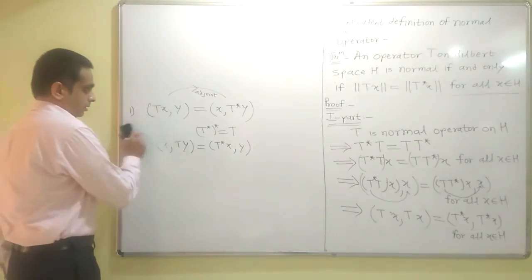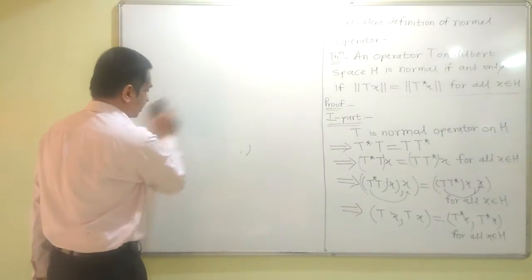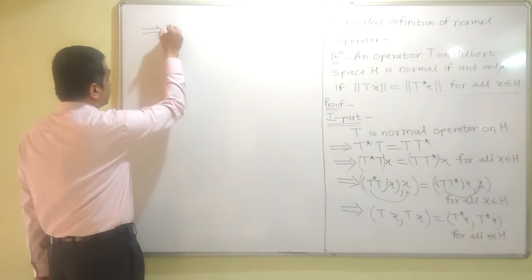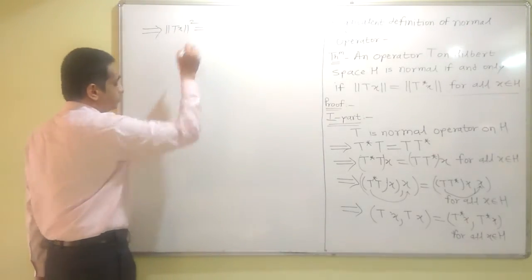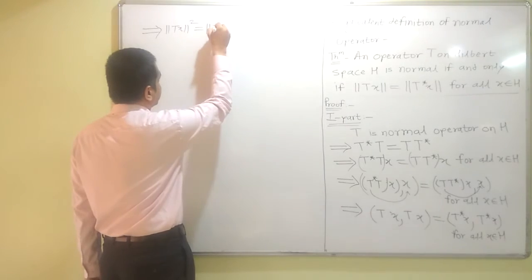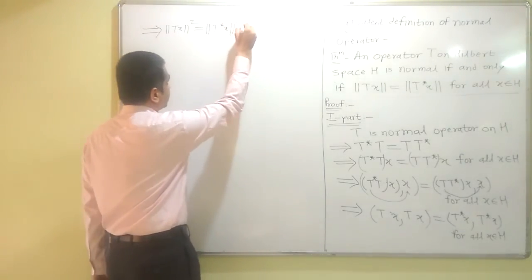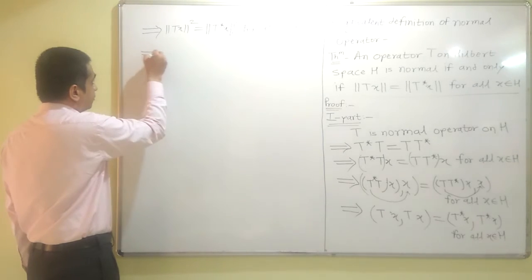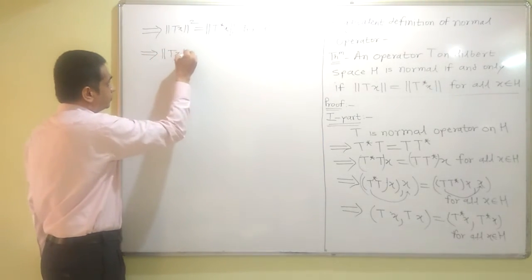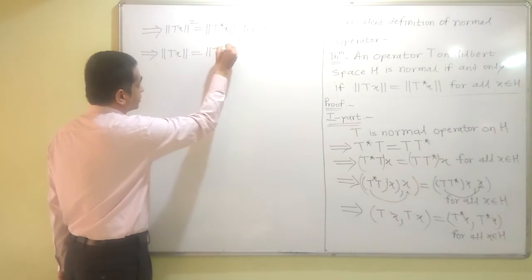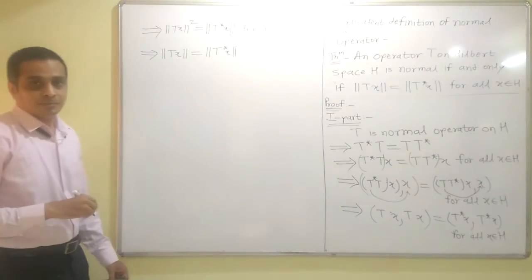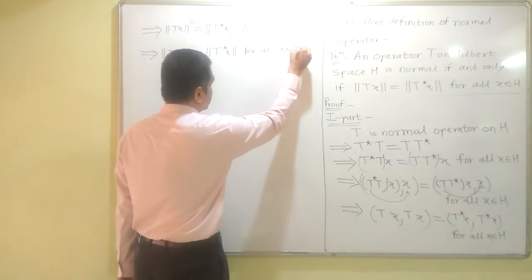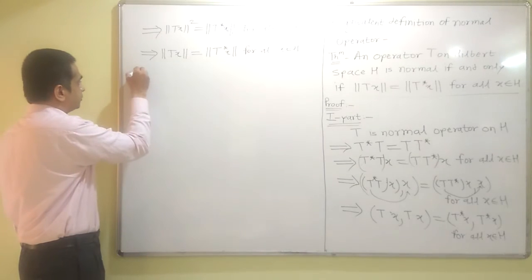Now, by using these two properties, this implies that we have norm of Tx square is equal to norm of T star x square for all x belongs to H, and this implies that norm of Tx is equal to norm of T star x for all x belongs to H. So this was the first part. Now let us prove the second part.